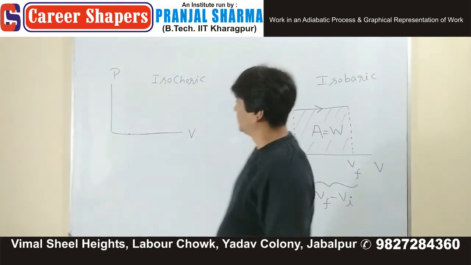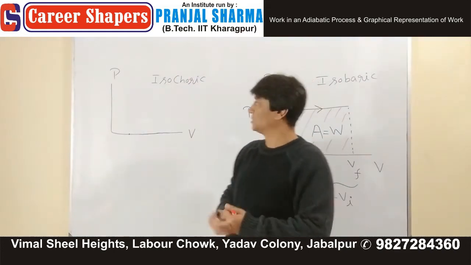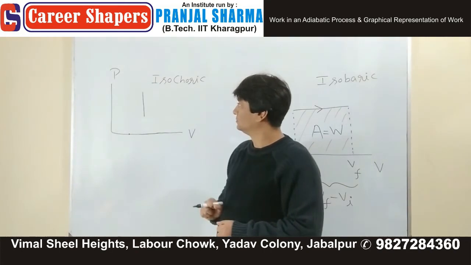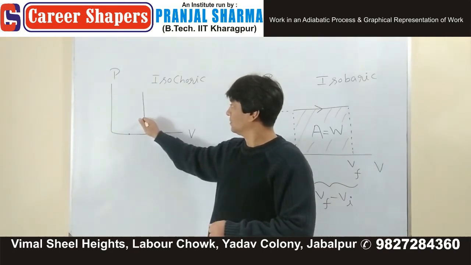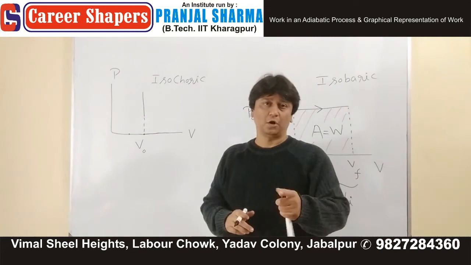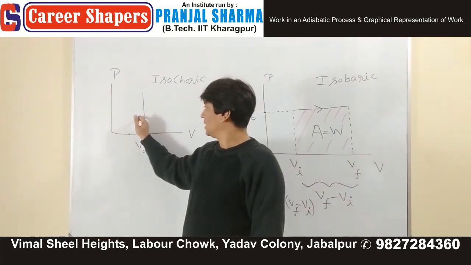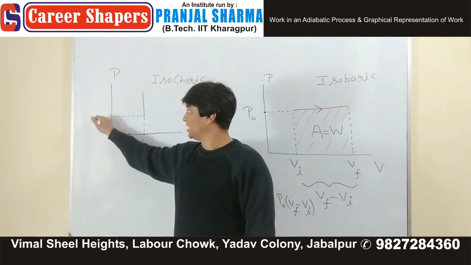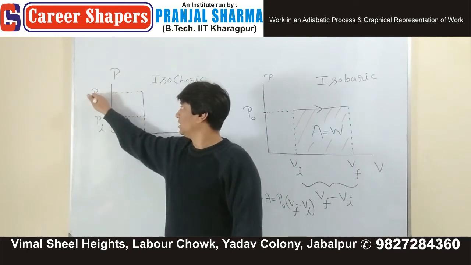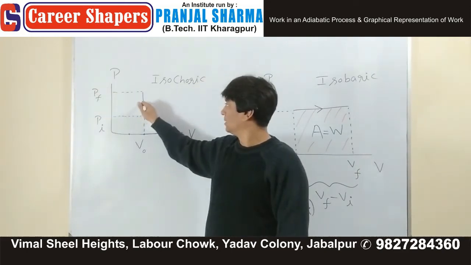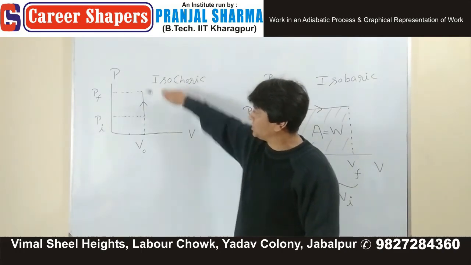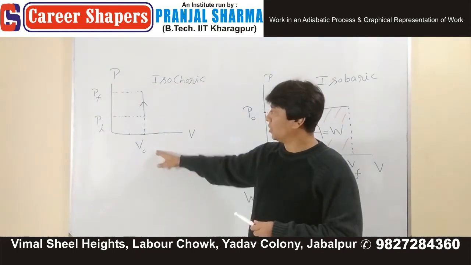Good, many of you are saying yes. So how do you draw a graph of an isochoric process? This is a graph. Volume, let's say, is V naught, a constant value. Pressure is changing from P initial to P final. The graph is running from this point to this point. Pressure is increasing, and volume is constant.